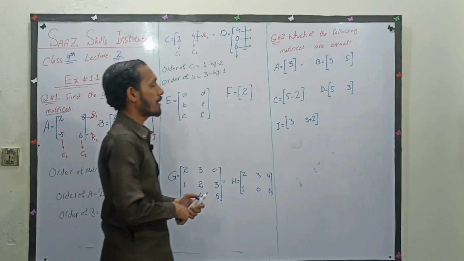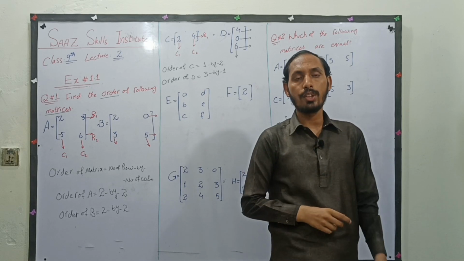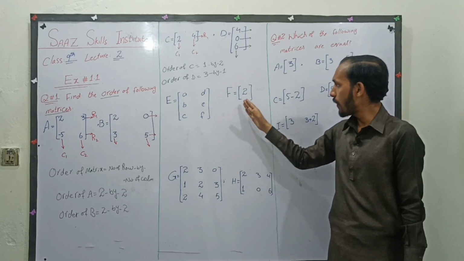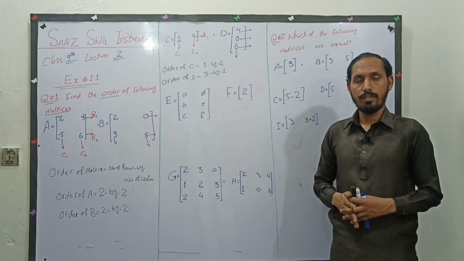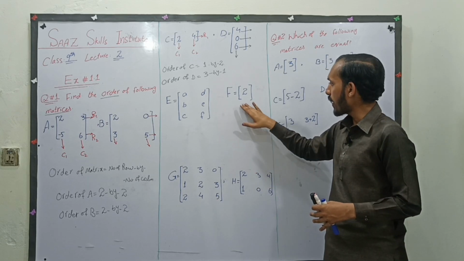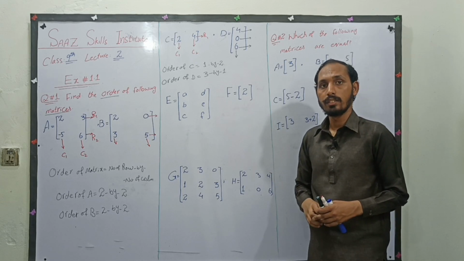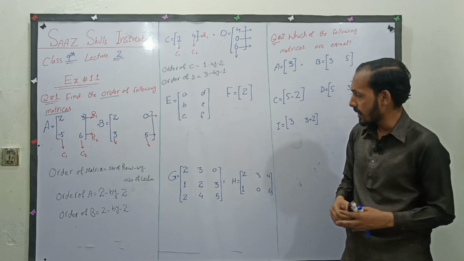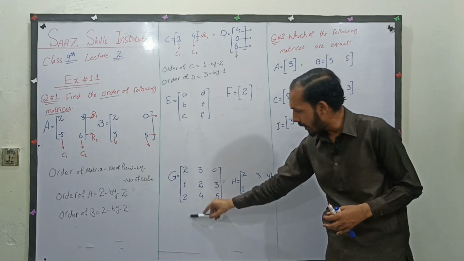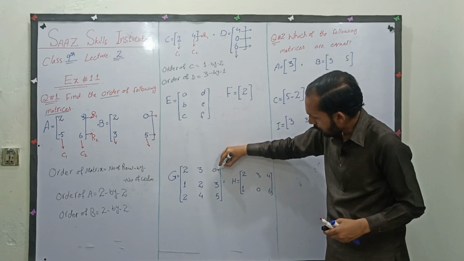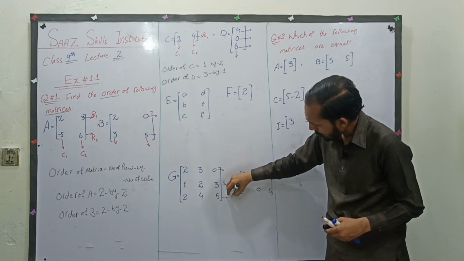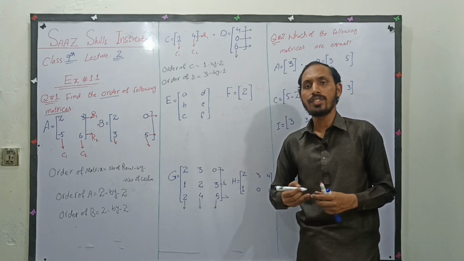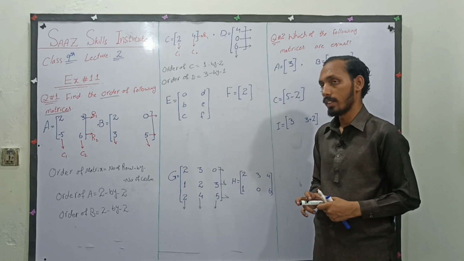Now that of E. E has 3 rows and 2 columns. Order of E will be 3 by 2. And for F, it has a single row and a single column. So order of F will be 1 by 1. For G, order of G will be 3 by 3 because it has 3 horizontal rows and 3 vertical columns.